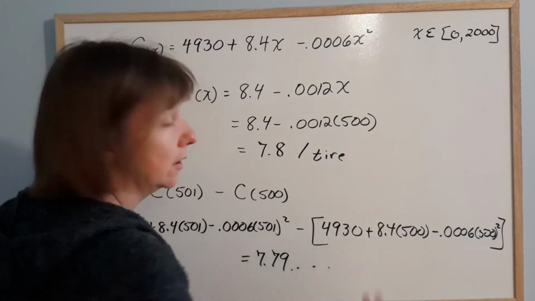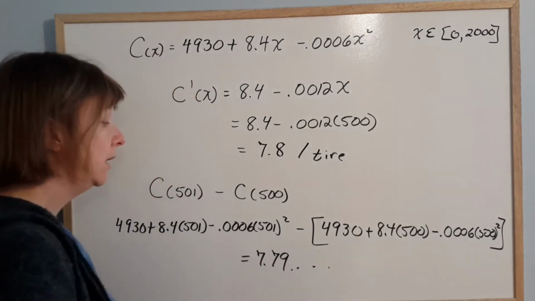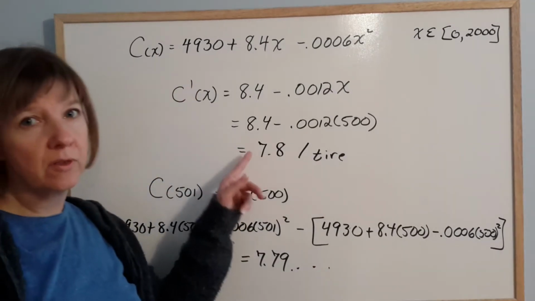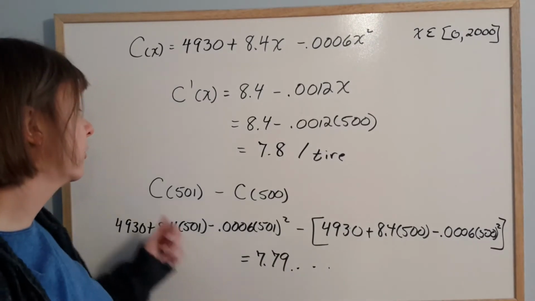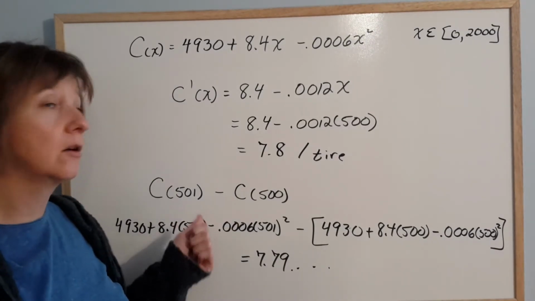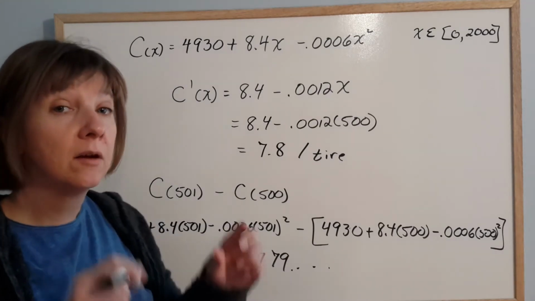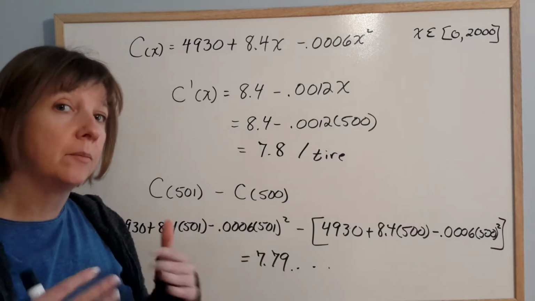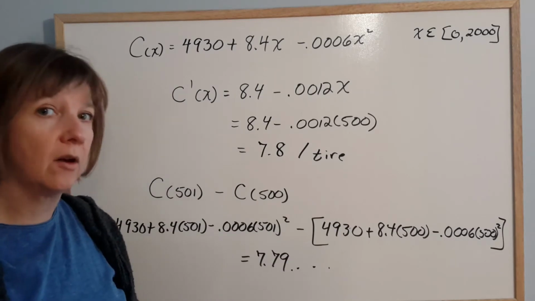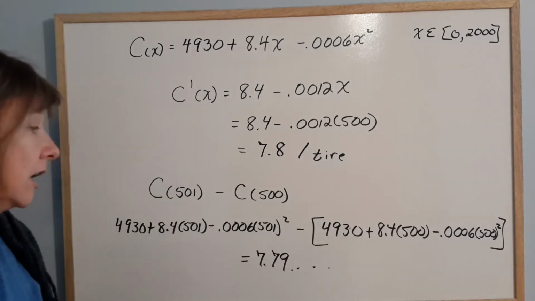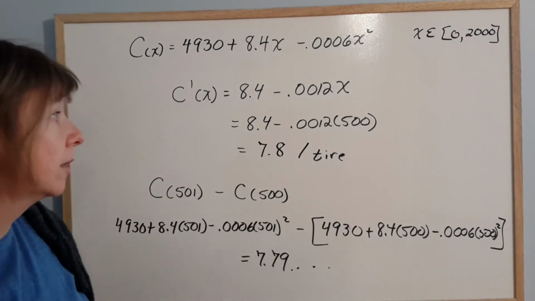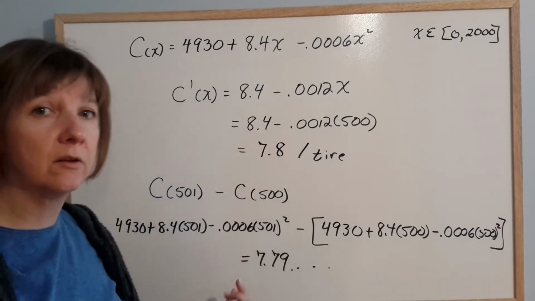7.79, and it keeps on going. But what that means is it is just ever so slightly less to produce the 501st tire than it is at the production level of 500, meaning every time I make a tire, the cost of that tire goes down just slightly. So it's 7.79, but a whole lot easier to do this than it is to do this.